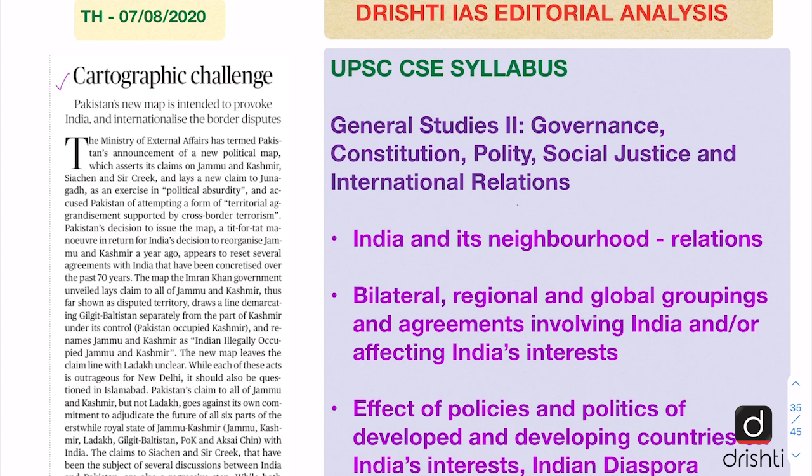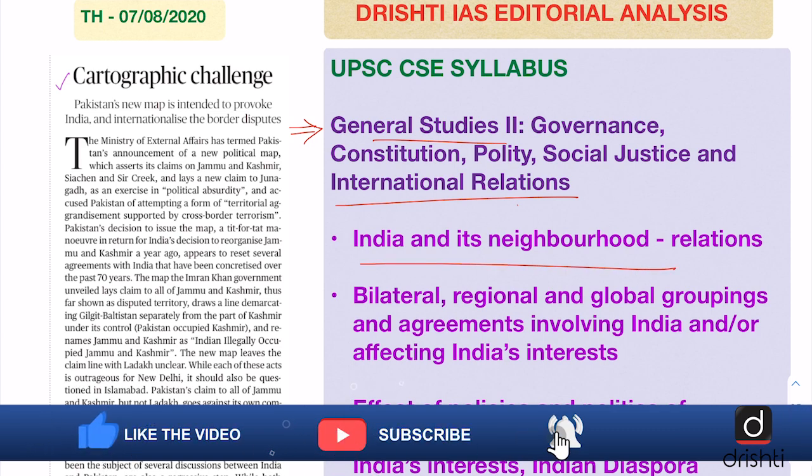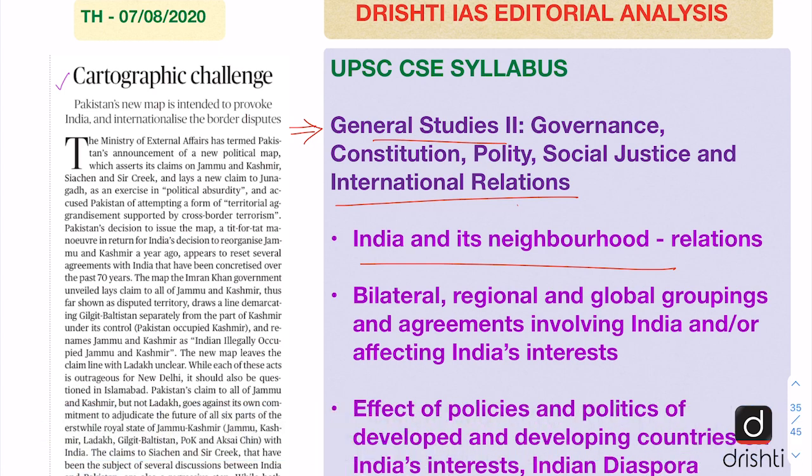So now let us look at its linkage with the syllabus. So we find that it links directly with GS paper 2 where we have international relations, and under this it links directly with India and its neighborhood. As in this editorial, we will be discussing India-Pakistan relations and the territorial disputes between the two countries and how they will be impacted by Pakistan coming up with a new map. So after establishing the linkage with the syllabus, now let us look at the key points of the editorial.